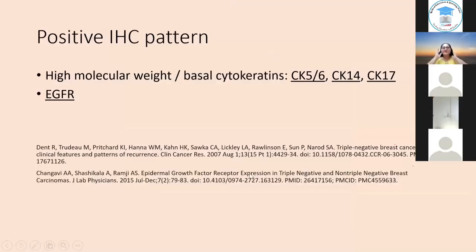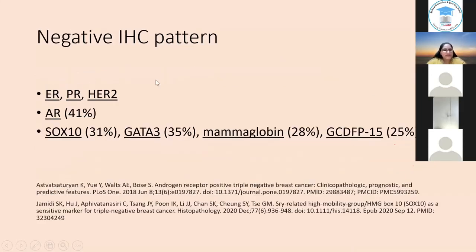As we talked about the IHC patterns of TNBC, we talked about ER, PR, HER2/neu, which are negative in that. We talked about cancer stem cell markers, CD44, CD133, CD49f. We talked about androgen receptors. We talked about PDL1, Ki67, and BRCA1 and 2. But other IHC patterns which must be positive in cases are EGFR, CK5/6, CK14, and CK17. They are negative, as we all know. AR is negative in 40% of cases and positive in 60% of cases. TNBC do not express GATA3, SOX10, mammaglobin, and GCDFP15.